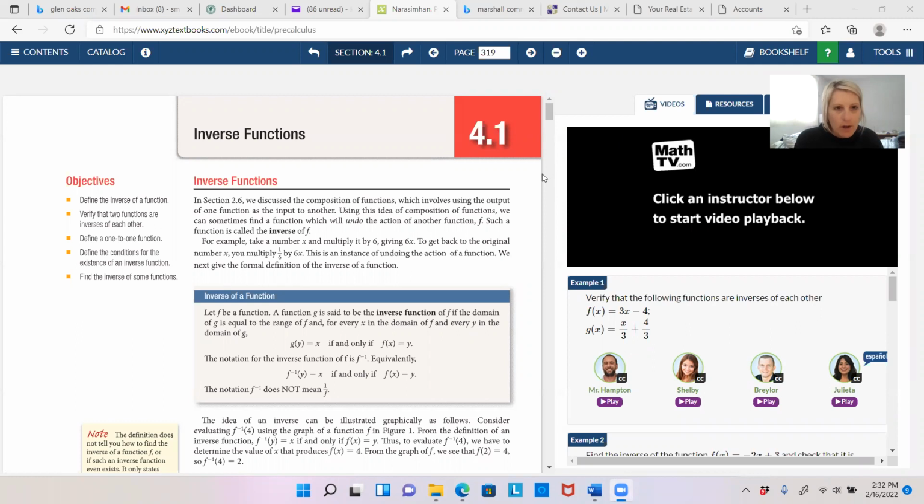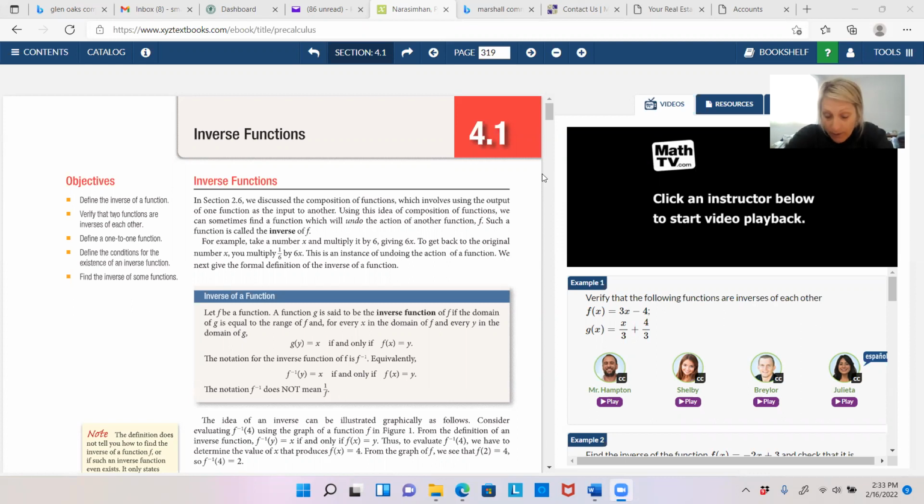If you turn in your book, you can see here on page 319 the definition of an inverse function. It says, let f be a function. g is said to be the inverse function of f if the domain of g is equal to the range of f, and for every x in the domain of f and every y in the domain of g, this happens. Well, that seems like a lot, right? So let's just turn it down.